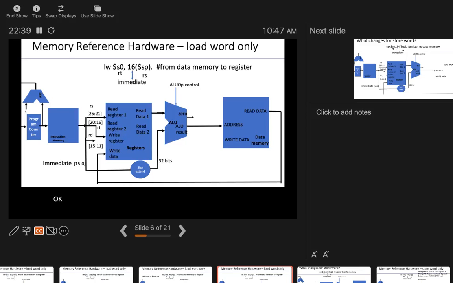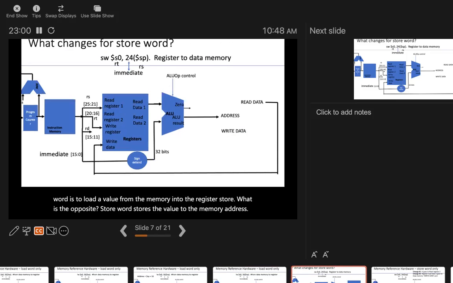Okie doke. So that's your load word. All right, jazz hands. That was your load word. Now the goal of the load word is to load a value from the memory into the register. Store word is the opposite. Store word stores the value to the memory address.